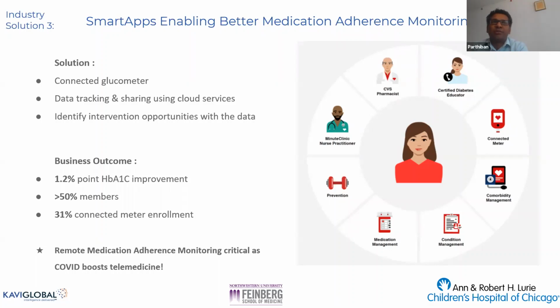So this helped us to identify the eligible members who have diabetes or those who are at risk. Once the members were identified, they were enrolled in a program and given a glucometer device along with some test strips. The member then syncs the blood glucose readings from that device.